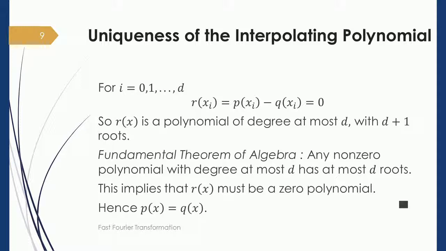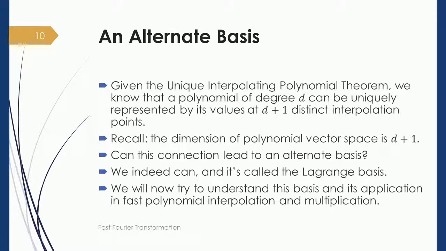But this is a contradiction, because the fundamental theorem of algebra says that any non-zero polynomial with degree at most d has at most d roots. The implication is that R of x must be a 0 polynomial, and if it is a 0 polynomial, P of x must be equal to Q of x, which completes our proof.